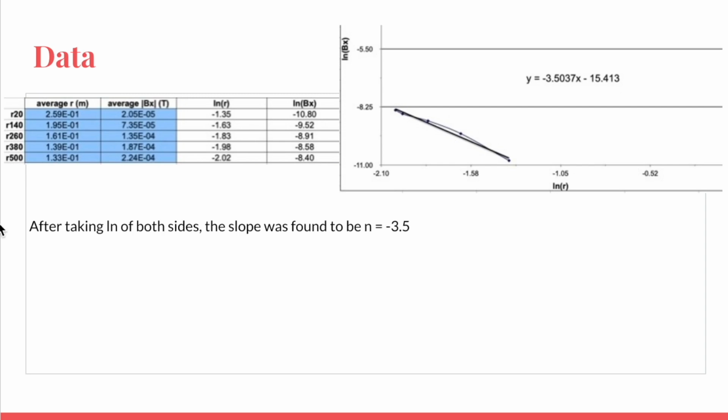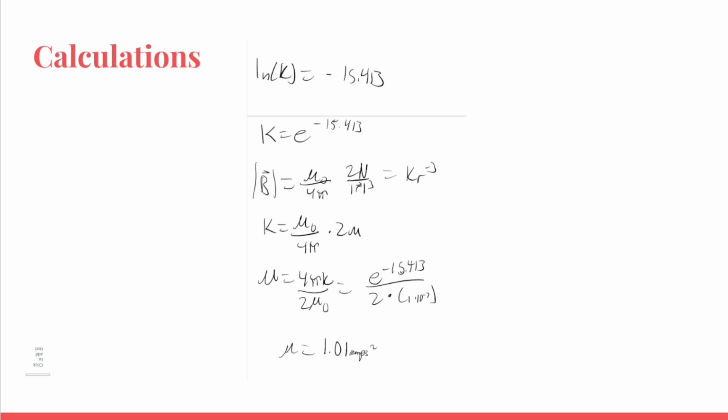From this experiment, as you can see, the data is on the screen. To calculate the slope of n, we took the natural log of both sides, and it was found to be -3.5, which is a bit above the predicted -3. Here you can see my calculations on the screen.